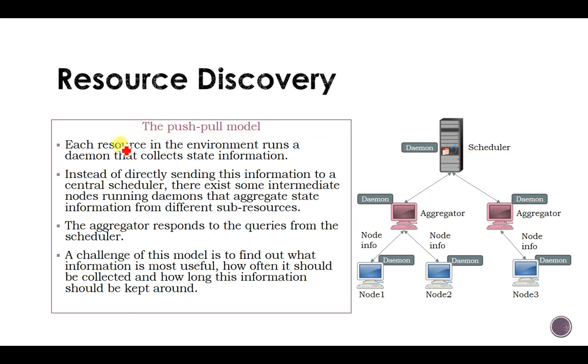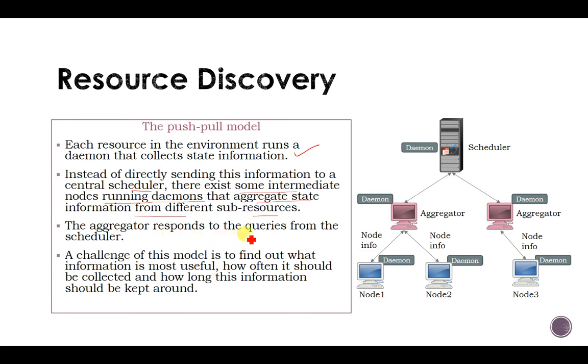So let us understand the entire process in these steps. Each resource in the environment runs a daemon that collects state information. As I have already talked about, every node, aggregator, and scheduler has a daemon program running on it. Instead of directly sending this information to a central scheduler, there exist some intermediate nodes running daemons that aggregate state information from different sub resources. So these are the sub resources, and without sending the information directly to the scheduler, the aggregator will collect the state information and store it.